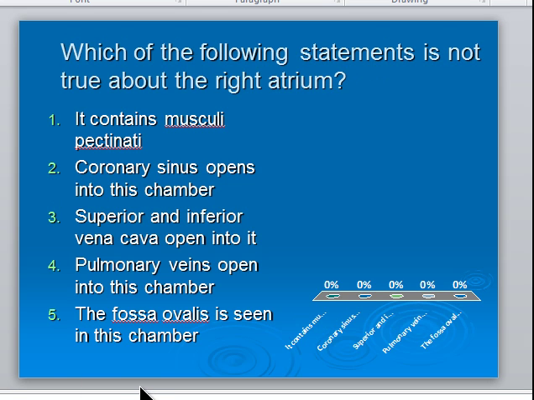Then which of the following is not true about the right atrium? So go through each one and look at this. And the only statement which is not true is this one, that the pulmonary veins open into this chamber. They don't. Remember, pulmonary veins go into the left atrium. This is asking about the right. Everything else is true.